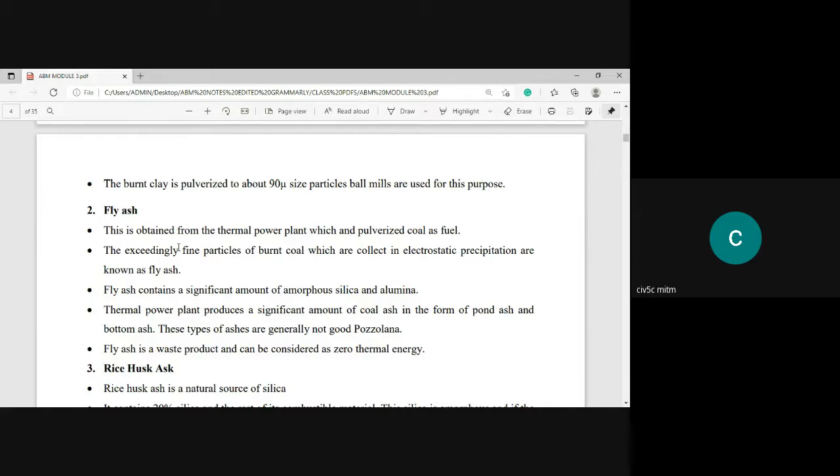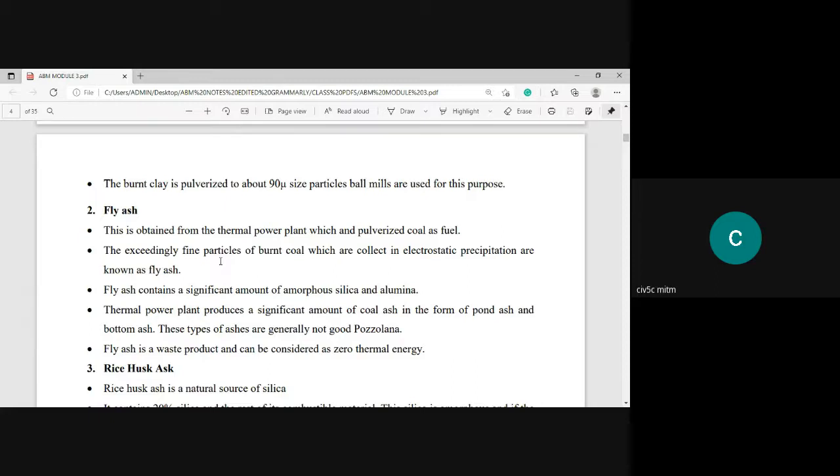Those ash particles start flying. Because it is a very fine particle, with lesser specific gravity, it starts flying. Once the ash starts flying, in order to collect it, we use a device called an electrostatic precipitator. The ash collected using the electrostatic precipitator is called fly ash. Please note this point.